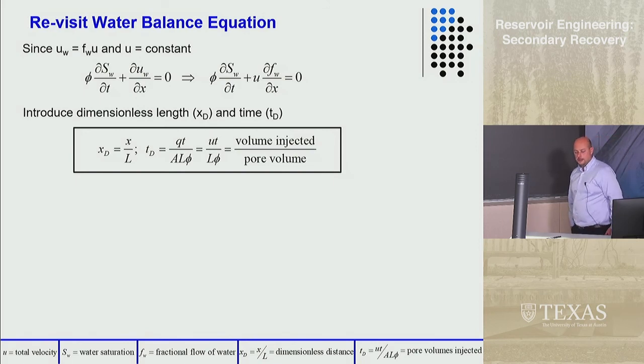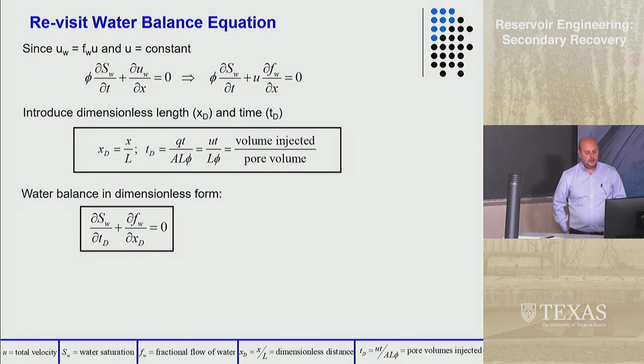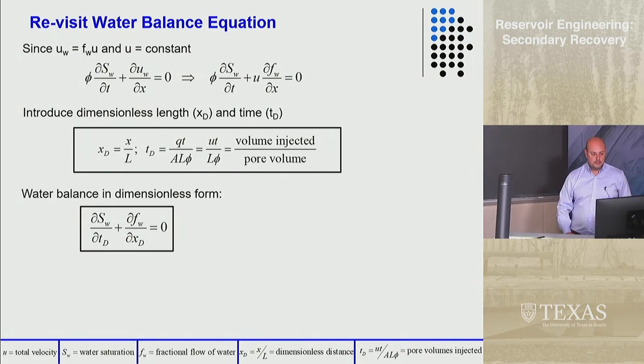TD is a dimensionless time. It's the volume injected divided by the pore volume. Pore volume is, of course, the bulk volume times the porosity, or A L phi. The volume injected is the injection rate, Q, times the total time, T. Now, TD is at a minimum 0, but it can go to greater than 1. We can inject for infinity if we wanted to. But remember, and we'll show this later, the breakthrough time is always less than 1. If we introduce those dimensionless variables, we get a dimensionless mass balance equation, which is dSW/dTD plus dFW/dXD. So now I've removed all of my dimensional parameters, things like porosity and velocity.